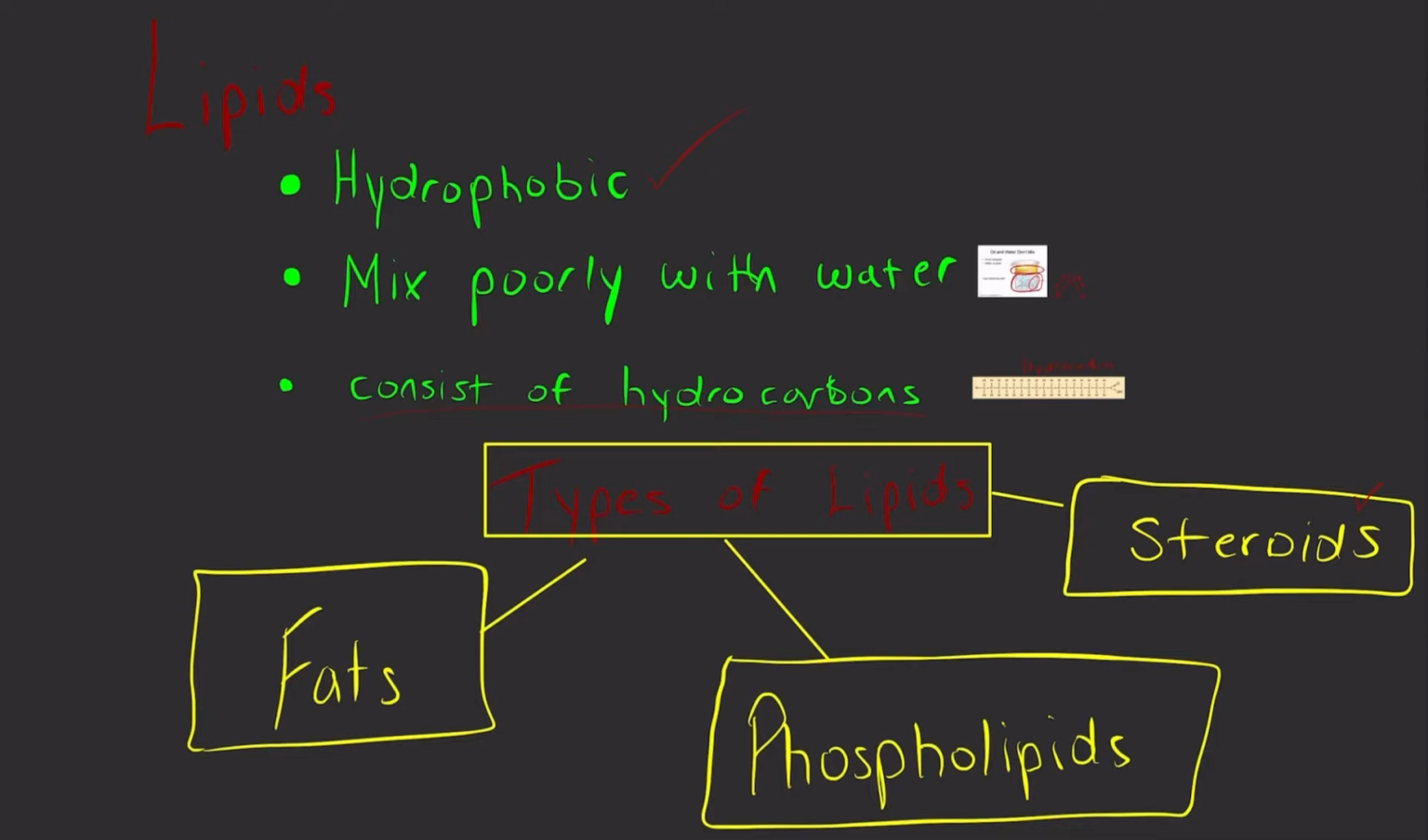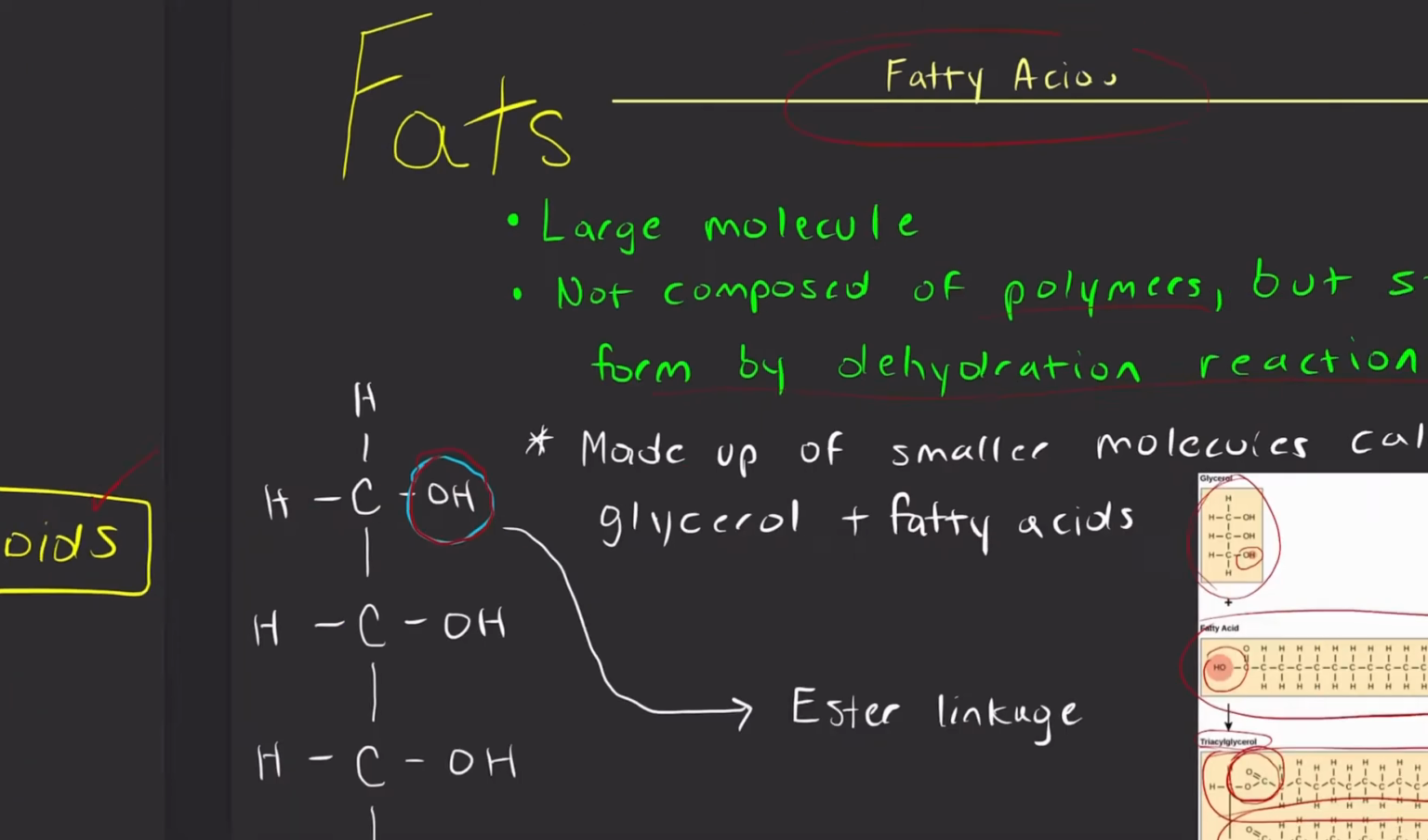There are different types of lipids as well. There are fats, which can also be fatty acids. We have phospholipids, which we've seen a little bit of before with the cell membrane and the hydrophobic tails. And then steroids. An example would be cholesterol, which is a precursor to many other hormones, right?